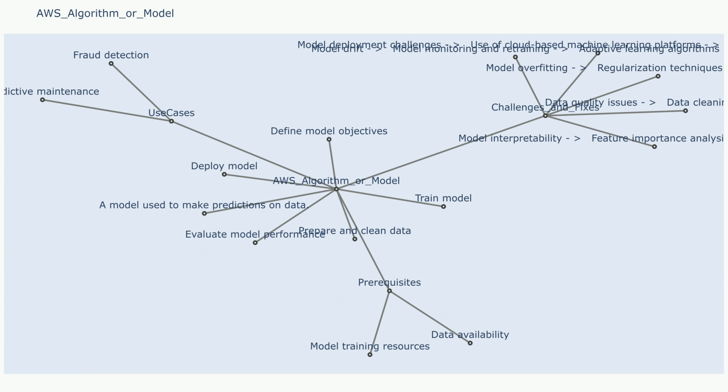Model deployment challenges: deploying a trained model in a production environment often involves complex infrastructure and operational considerations. Use of cloud-based machine learning platforms: AWS provides services like Amazon SageMaker and Amazon Machine Learning that simplify model deployment and management. Containerization and orchestration: using Docker containers to package the model and its dependencies, making it easier to deploy and manage across different environments.